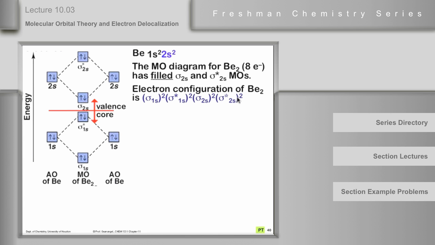The electron configuration includes it all: sigma 1s, 2 electrons, sigma 1s star, 2 electrons, sigma 2s, 2 electrons, sigma star 2s, 2 electrons. But the bond order is 1/2 of 2 minus 2, it is 0, and the Be2 molecule is thus predicted to be unstable, and except at extremely low temperatures under very strange conditions, no one's ever found a Be2 molecule.